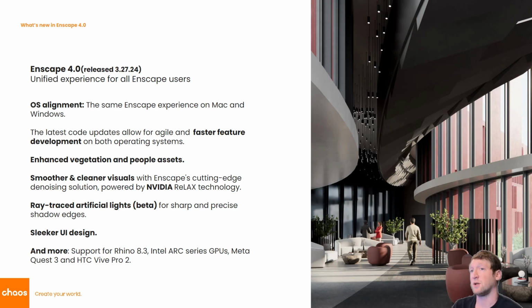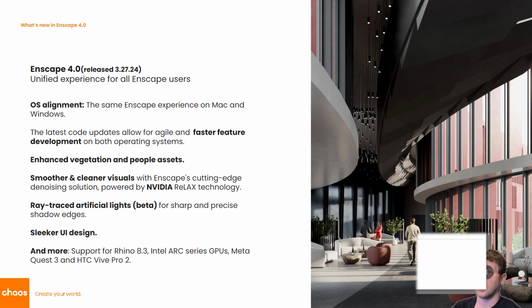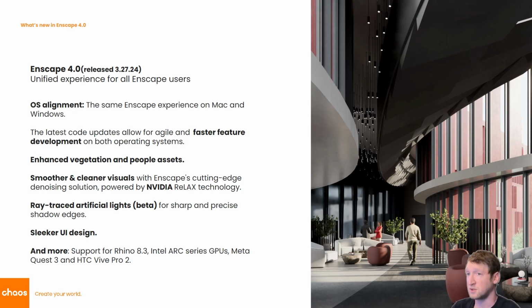Some other cool things that we've done are enhanced vegetation and people assets, which we'll look at in a second here. And then some of the other things: smoother and cleaner visuals powered by the NVIDIA Relax technology for smoother denoising, raytraced artificial lights beta for sharper and more precise shadows, and a new sleeker UI like we've seen on Kai's and my computers already. Some other things that we've done are support for Rhino 8.3, the Intel Arc Series GPUs, and, like I said, now we support MetaQuest 3 and HTC Vive Pro. So those were some of the new updates that came with Enscape 4.0.